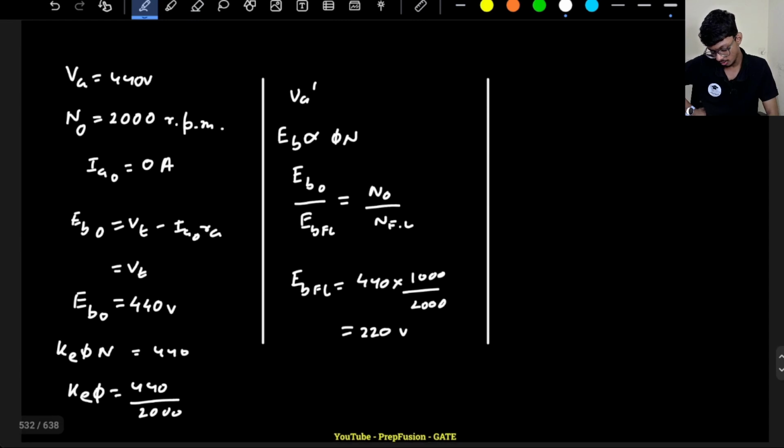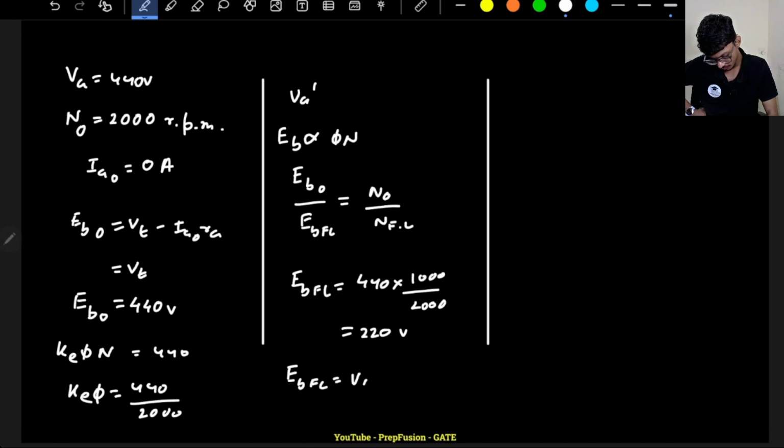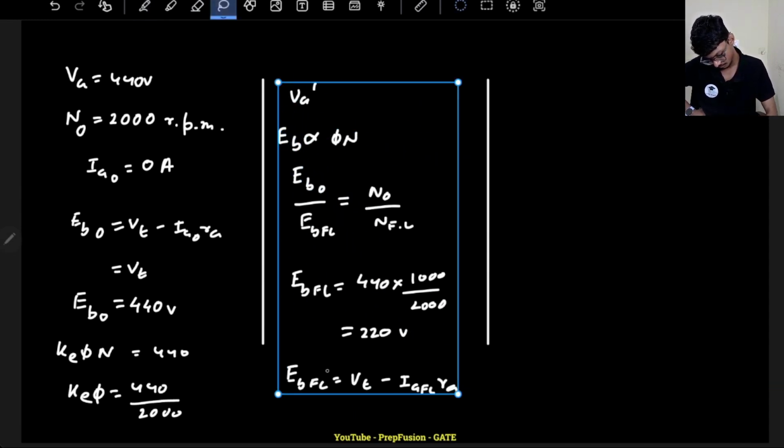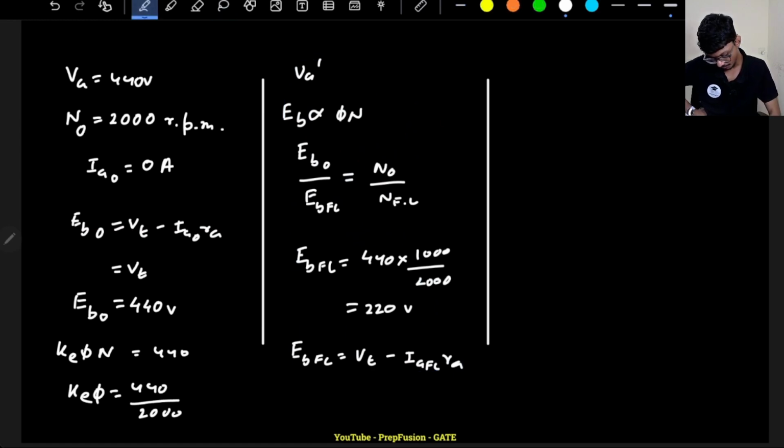Now how do I find out the drop over here? So from here I know my EbFL will be equal to Vt minus IaFL into Ra. So from here I can directly find what will be the drop here. The drop here, IaFL into Ra, will be Vt minus Eb, that is 220 volts.